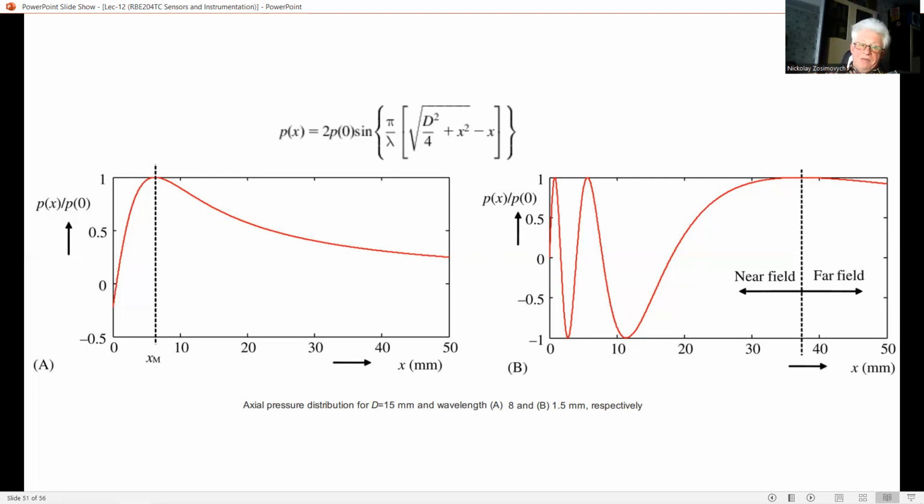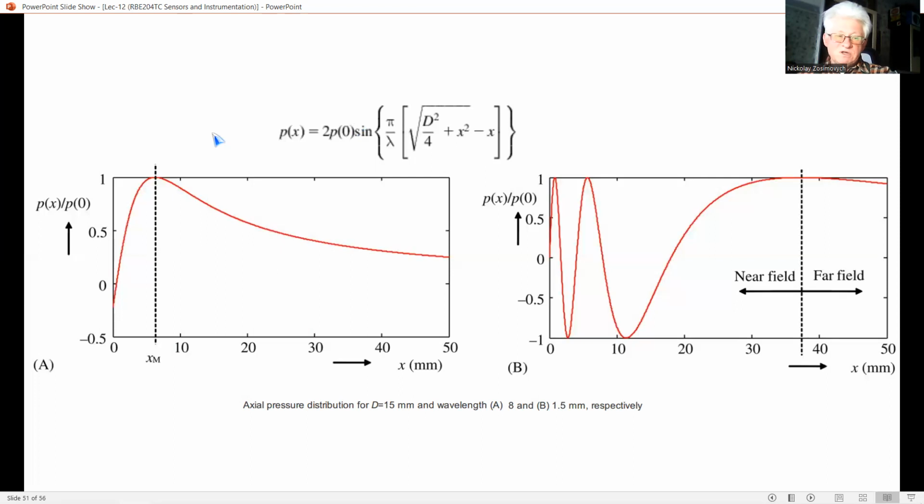The acoustic pressure along a main or acoustic axis, p of x, as looked at here, is given by this first expression. Here p0 is the amplitude of the acoustic pressure on the plate surface, where we have x equals 0, and x is the distance from the plate on the main axis. This is just a result of integrating the contributions to the pressure from all surface patches dS.